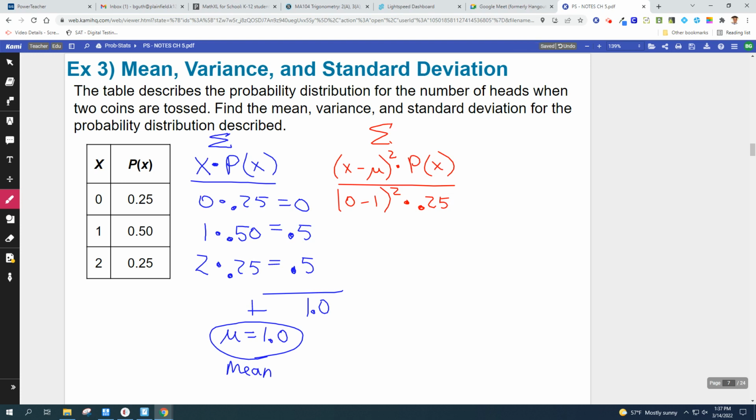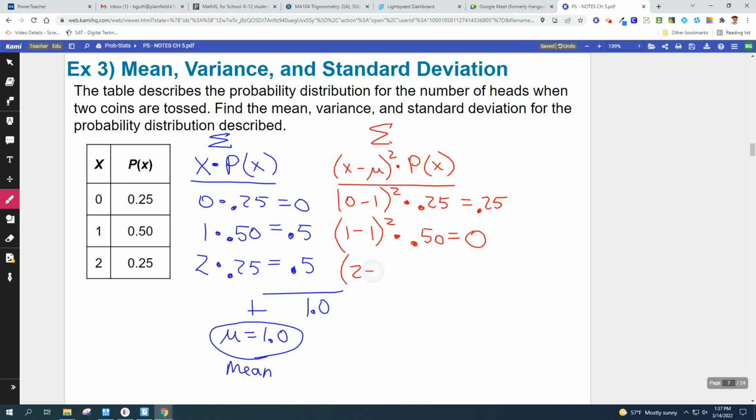0 minus 1, that's negative 1. Squared is 1 times 0.25 is 0.25. Feel free to use a calculator if you'd like. 0.25. The next one, the x value was 1. The mu value was 1. Squared times the probability of this one was 0.5. We've got 1 minus 1 is 0. 0 squared times 0.5 is still 0.